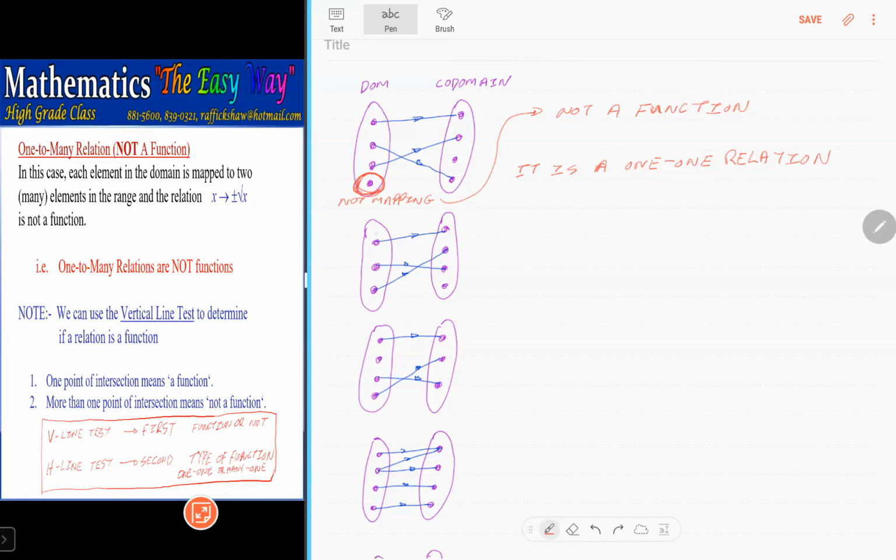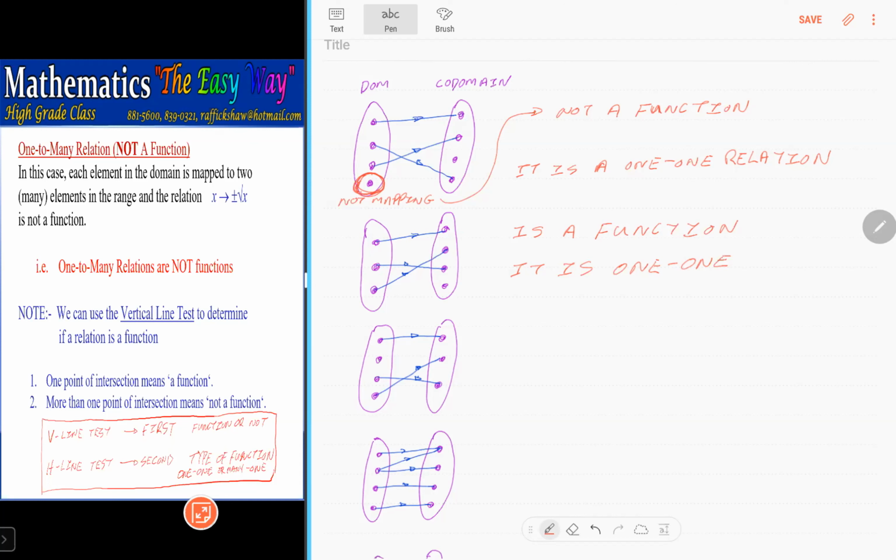Each element maps, and when they map, they all map one time. So now you understand it better. This one is a function. It is a function, and it is one-to-one as well. It is a one-to-one function. Good? Nice and easy. Talk to me about the third one now.